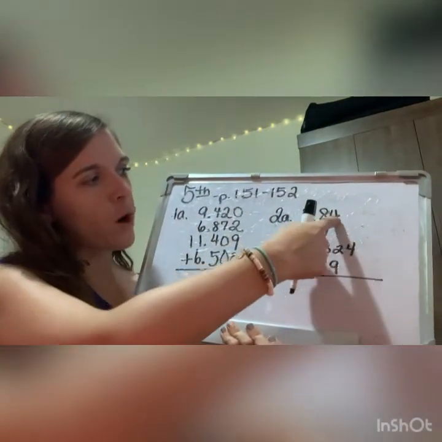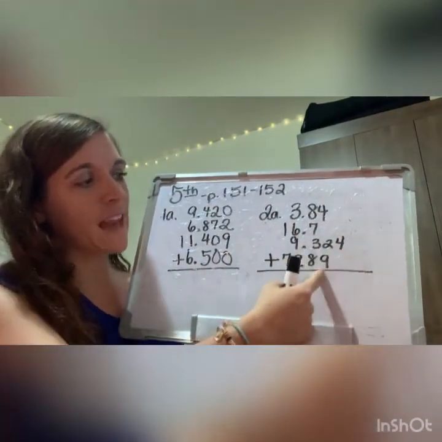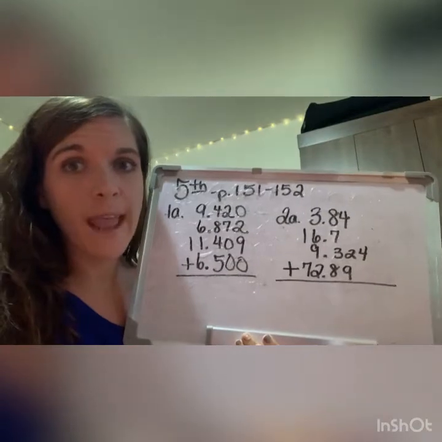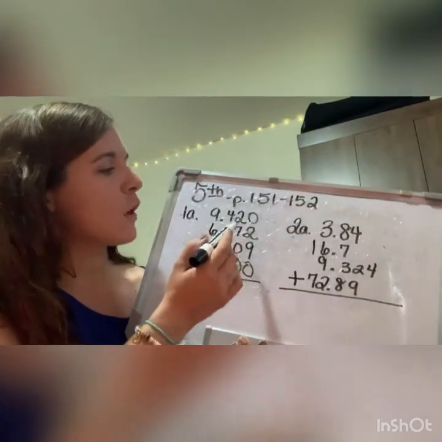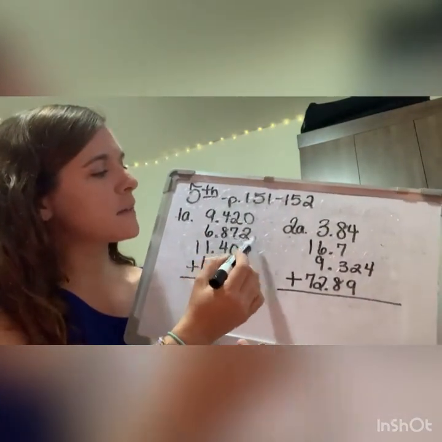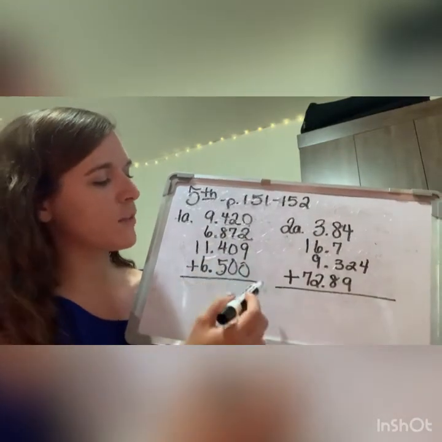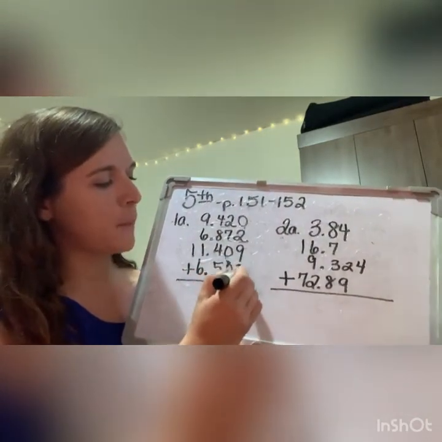We could add like the 4 with the 7, and then the 4, and then the 9. But that's not how you add them, okay? So you need to put your zeros. So if this one has 3 numbers, this one has 3 now, this one has 3, and this one has 3. You just put zeros after your number, okay?